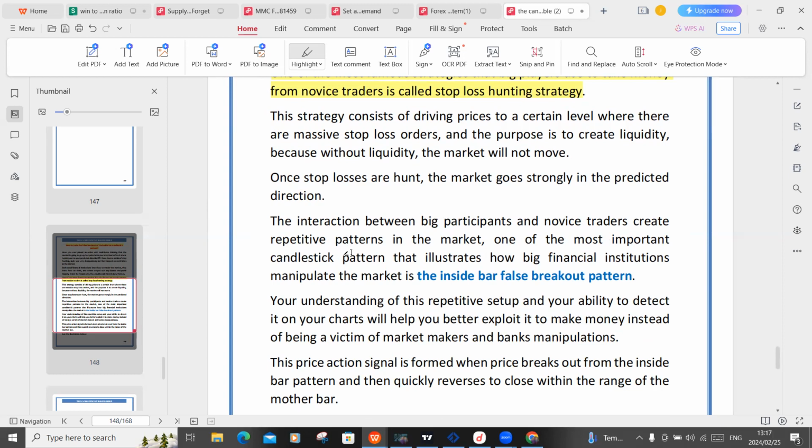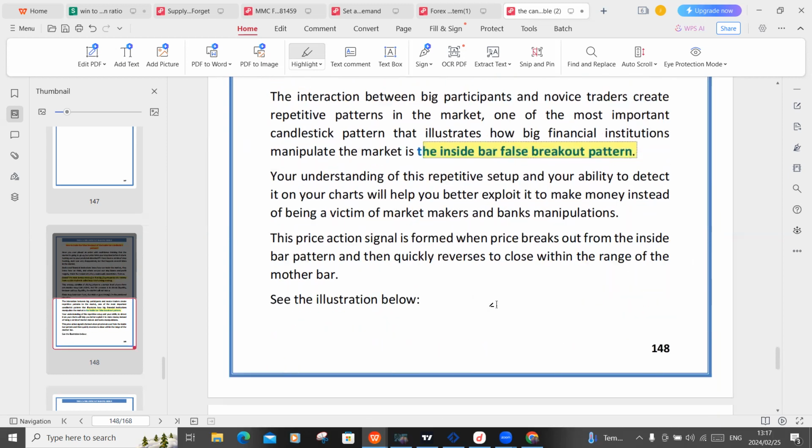One of the most important candlestick patterns that illustrates how big financial institutions manipulate the market is the inside bar false breakout pattern. Your understanding of this repetitive setup and your ability to detect it on your charts will help you better exploit it to make money instead of being a victim of the market makers and bank manipulations. This price action signal is formed when price breaks out from the inside bar pattern and then quickly reverses to close within the range of the mother bar.